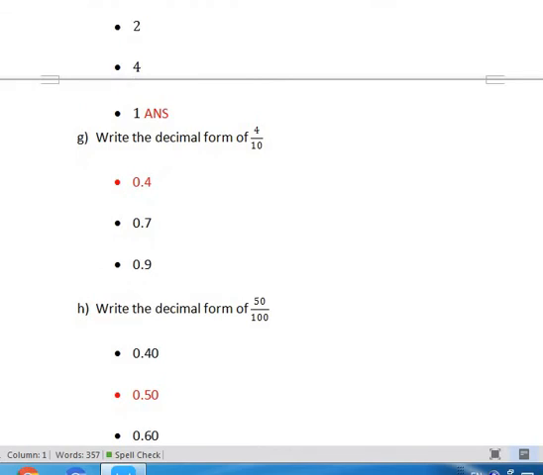Okay, write the decimal here. 4 divided by 10, so it's 0.4. I move just 1 decimal place, so it's going to be 0.4. Here I have 50 over 100, two decimal places. So I'm going to move 2 decimal places, so it's going to be 0.50.